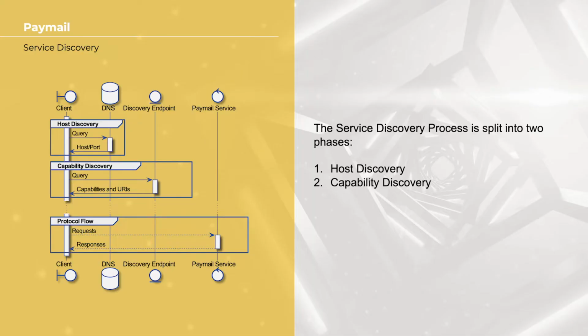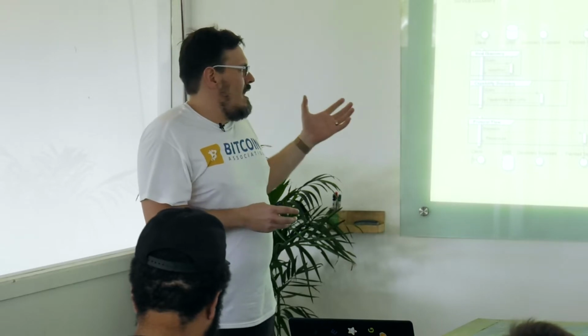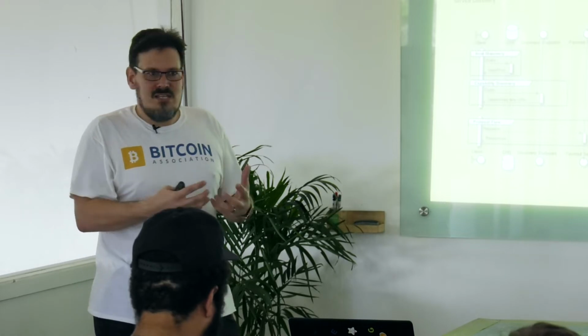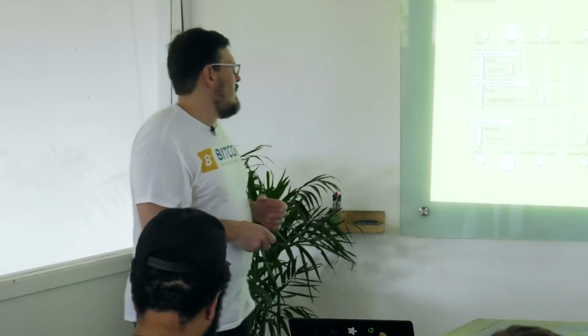So the service discovery process is split into two phases. You have the host discovery, which is basically the process of reaching out via DNS and finding the domain that your user's email address is connected to, and then capability discovery. SV Alias provides for the ability to have lots of capabilities around wallet features and things like that. And not every Paymail or SV Alias setup will have the same features as other SV Alias setups. So that's what capability discovery is about.